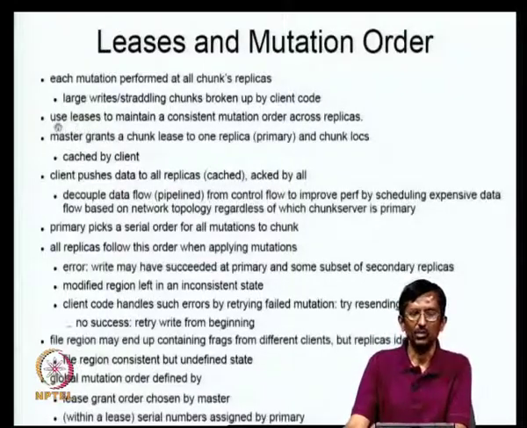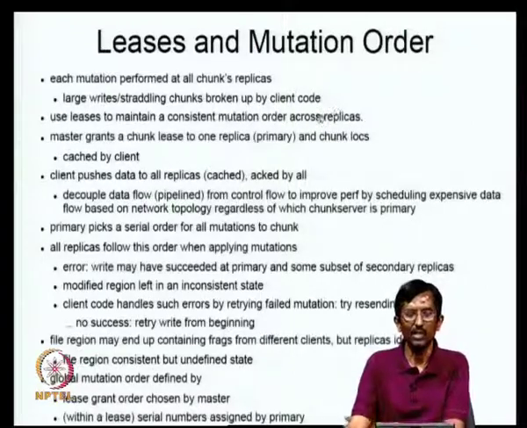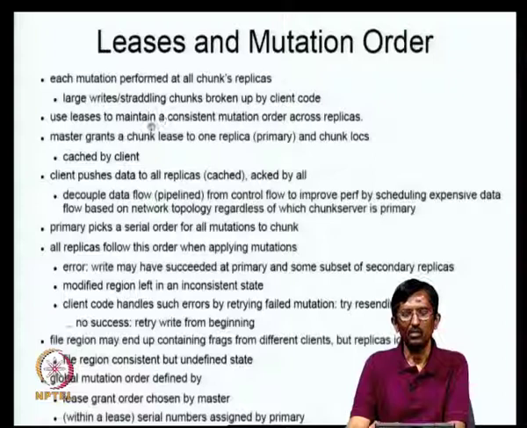So it uses leases to maintain a consistent mutation order across replicas. The basic idea here is you have a primary replica, and the primary decides how the updates are done in which order. Okay.